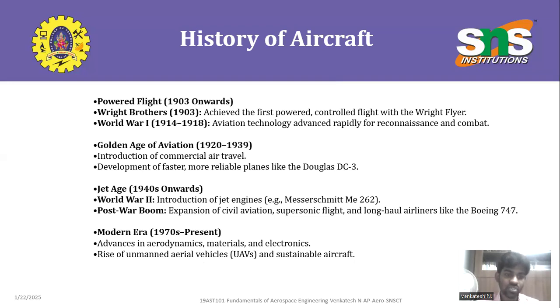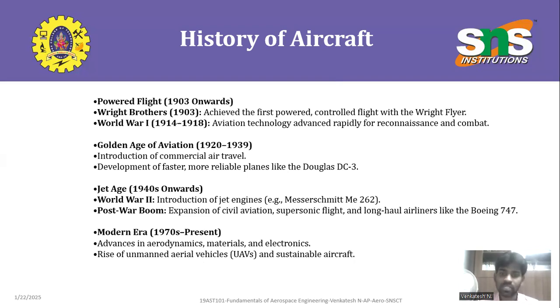The jet age begins in 1940 onwards, in World War II, with the introduction of the jet engine; the Messerschmitt 262 is an example. The post-war boom brought expansion of civil aviation, supersonic flight, and long-haul airliners like the Boeing 747. The modern era, from the 1970s to the present, has seen advances in aerodynamics, materials, and electronics, and the rise of unmanned aerial vehicles and sustainable aircraft.